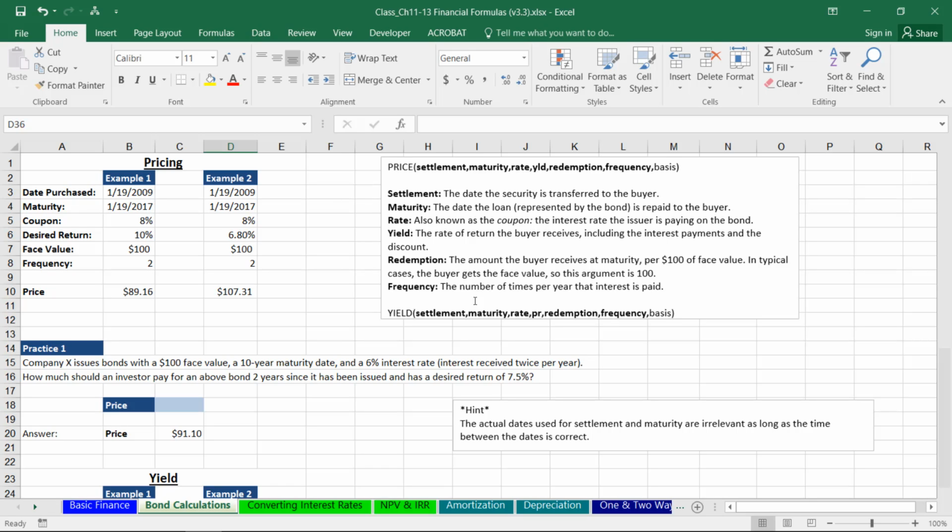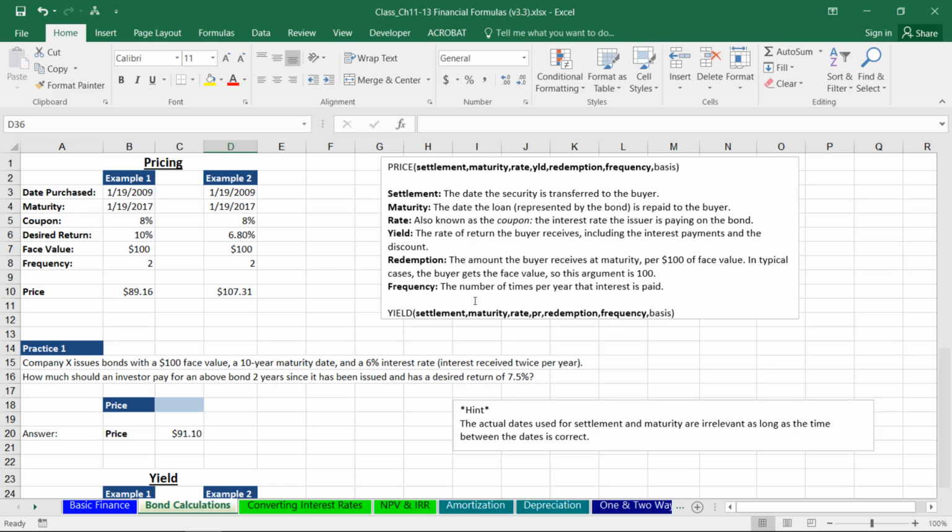Settlement is the date the security is bought by the buyer. Maturity is when they're repaid the amount. The rate, also known as the coupon or coupon rate, is the interest on the face of the bond that is paid to the buyer. Yield is the rate of return the buyer receives, including all interest payments and premiums or discounts. Redemption is the amount the buyer receives at maturity per $100 face value. In typical cases, the buyer gets the face value, so the argument is 100.